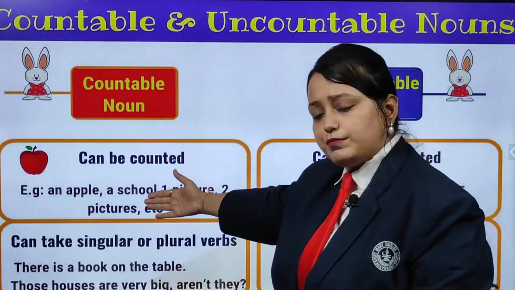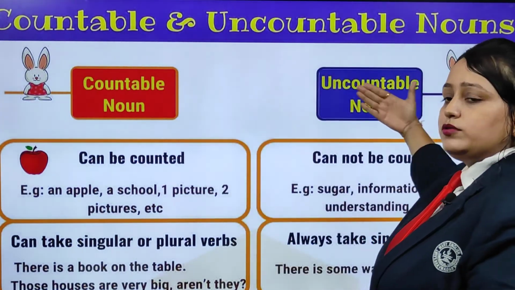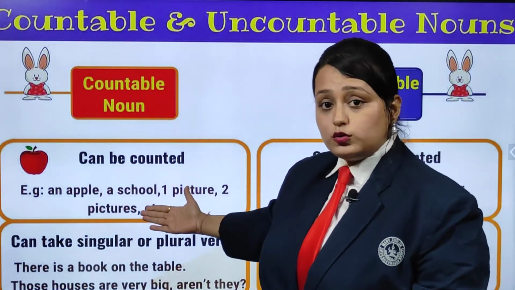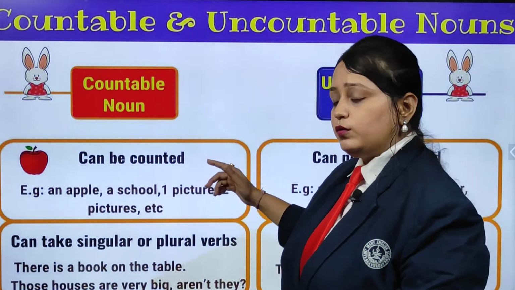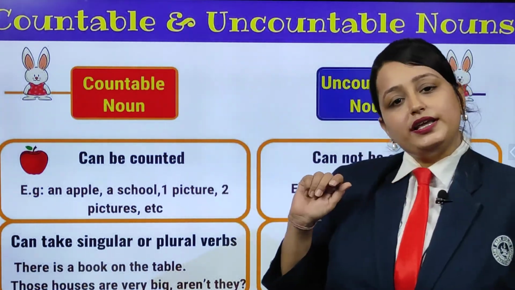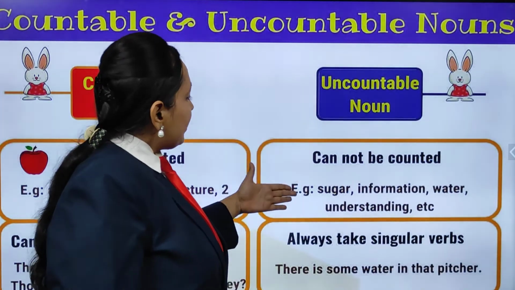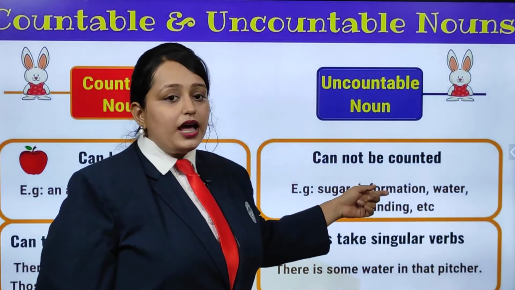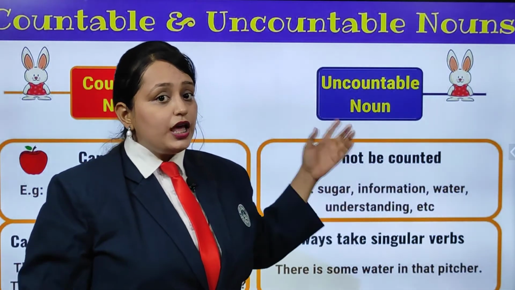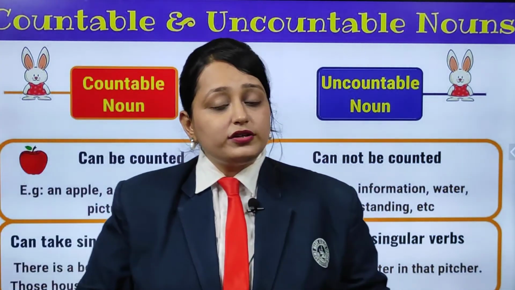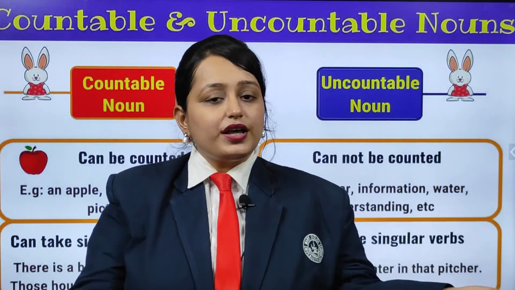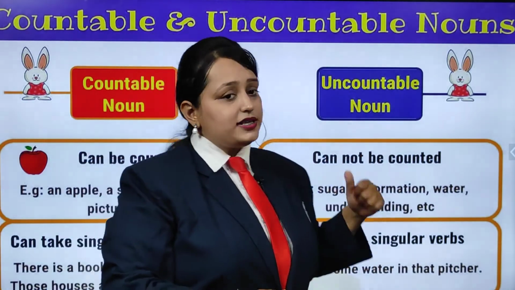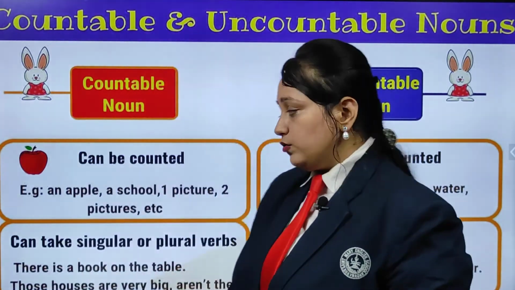Countable nouns can be counted. Uncountable nouns cannot be counted. For example, an apple, school, picture, 1 picture, 2 pictures. Yes, they all are counted. Sugar, it is not counted. So it is an uncountable noun. Information. How much information will you get after this video? Can you count? No, we can only store it, right? Water, understanding, etc. All these words are uncountable nouns.